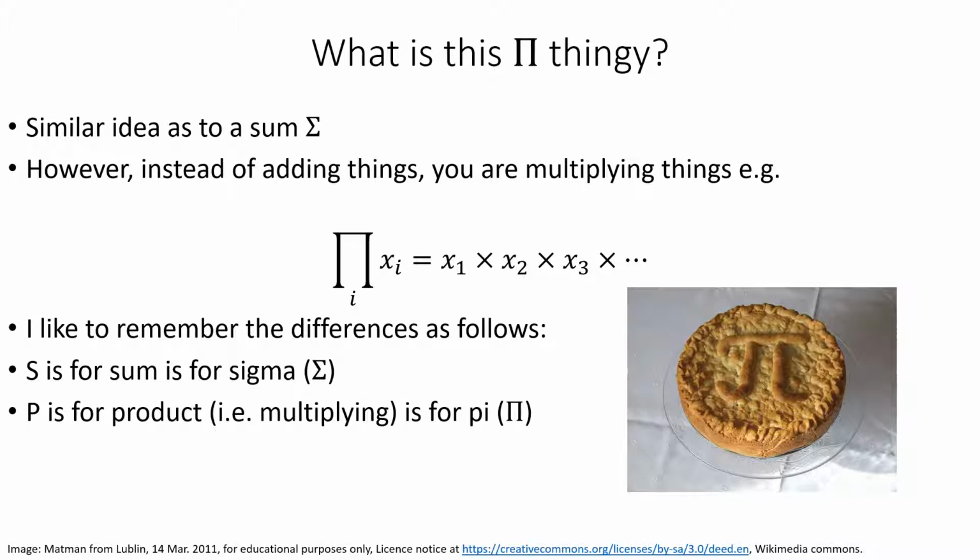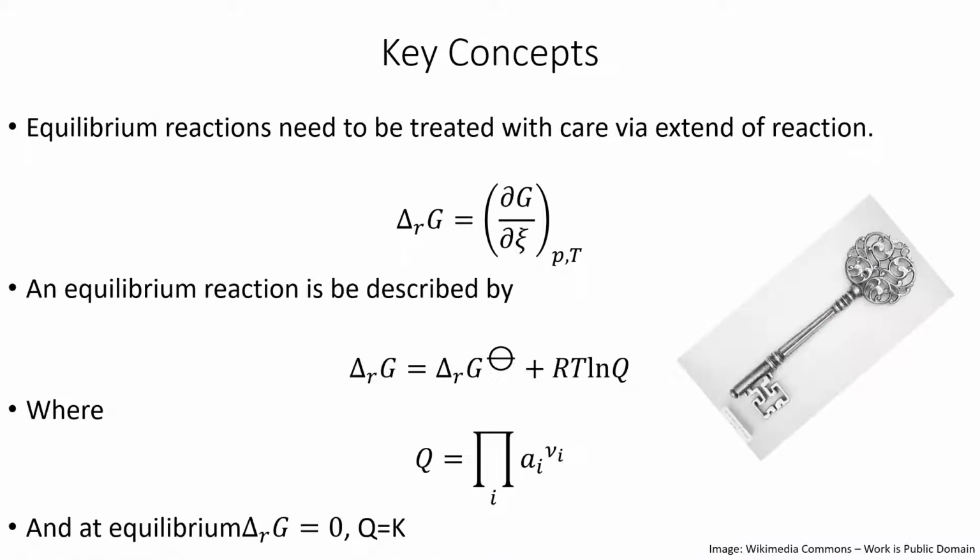Now, I remember these things in my own mind, and hopefully this will be useful to you. I like to remember these differences as follows. S is for sum, which is sigma. P is for product, in other words multiplying, which is pi. Hope that helps.